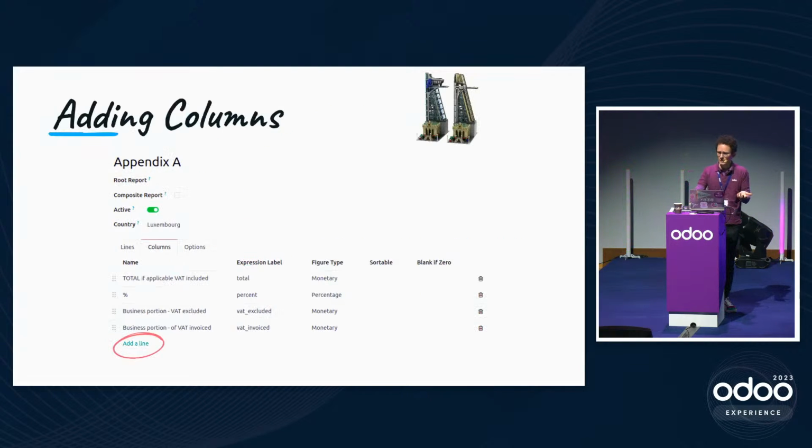Of course, you can also add columns of your own. Each of these lines in this list is going to be displayed as a distinct column in the view when showing the report. When you define a new column, you will need to pick an expression label for it to tell it what needs to go into it. And if you need a new expression label, you will probably need new expressions on every line of your report.